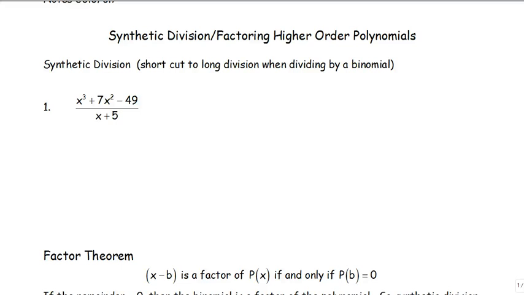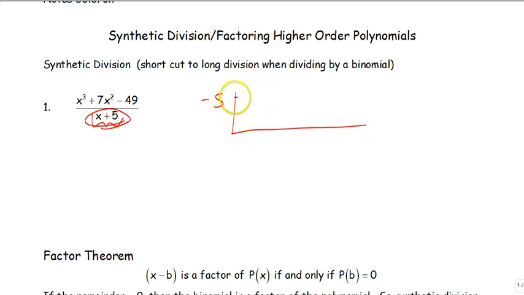Alright, class number 1 is actually a review from yesterday. Synthetic division, again, is a shortcut to doing long division when you are dividing by a binomial. It only works with a binomial. So remember, if your factor on the bottom is x plus 5, we're going to be dividing by negative 5, because that is what the factor would be there.